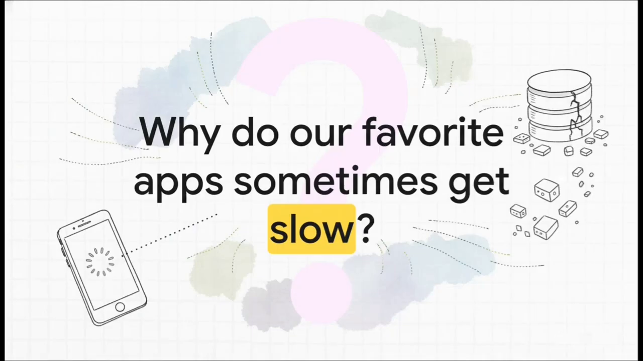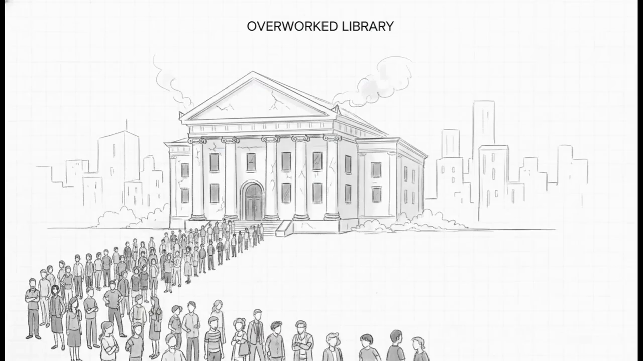Have you ever been using an app you absolutely love and then, over time, it just starts to feel sluggish? Yeah, you tap something and there's that little pause. You try to search and that spinning wheel feels like it's going to go on forever. Well, it's not just you. It is a super common issue. And the culprit is often a single, completely overworked database.